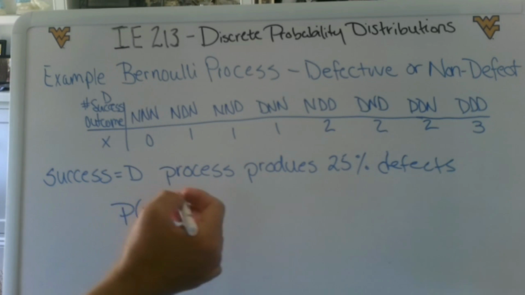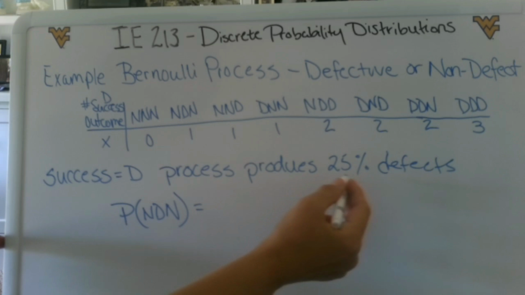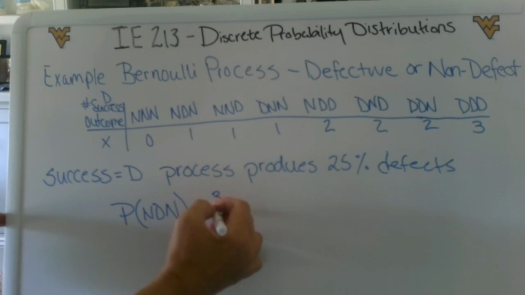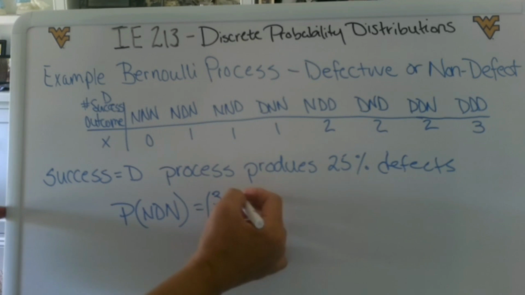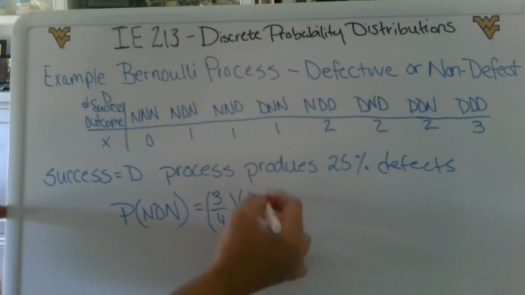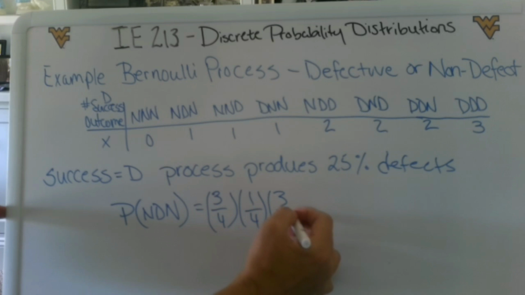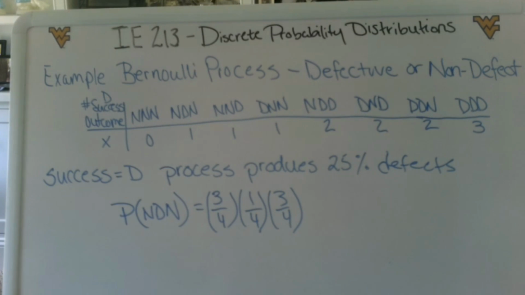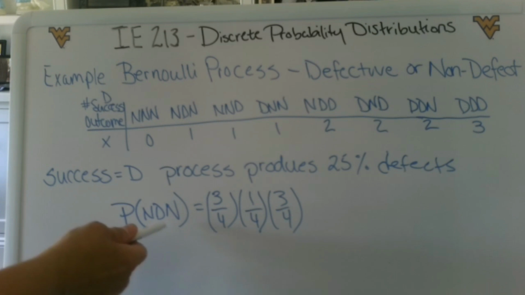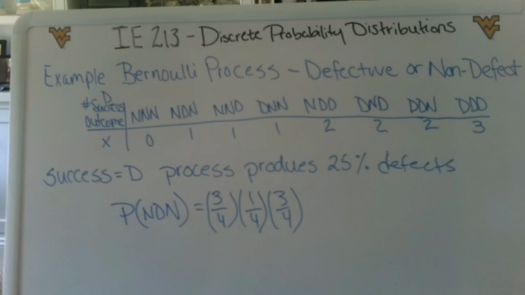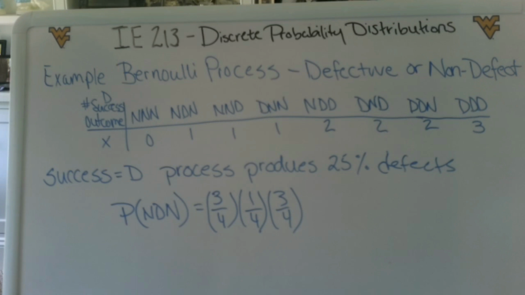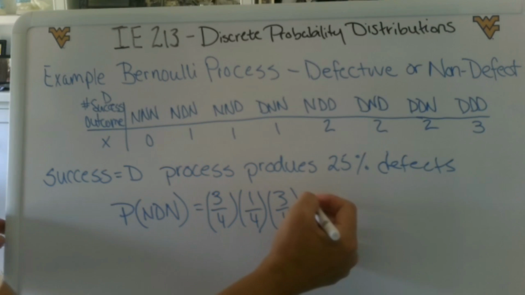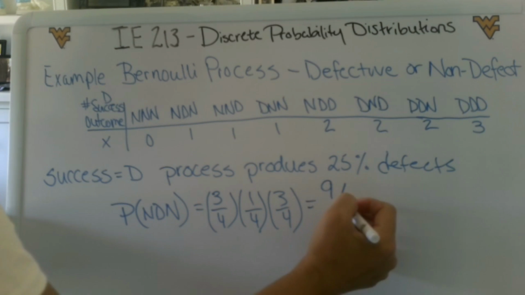The probability of a non-defect: since our probability of a defect is 25%, our non-defect is 3/4. What is the probability of one defect? The defect is 1/4, and then a non is 3/4. So the probability, out of 3 trials, of having 1 defective, because it really doesn't matter if the D is first or last or in the middle. It's just there's a 1/4 chance that it's defective, 3/4 it's not. So when we multiply these together, we have a probability of 9/64 for 1 defect.